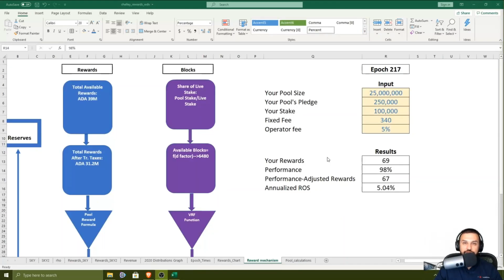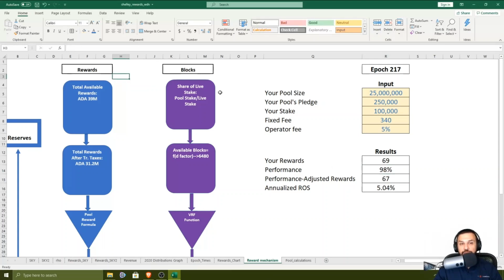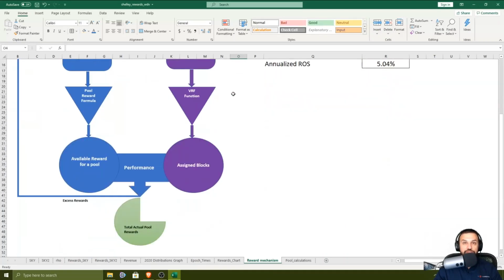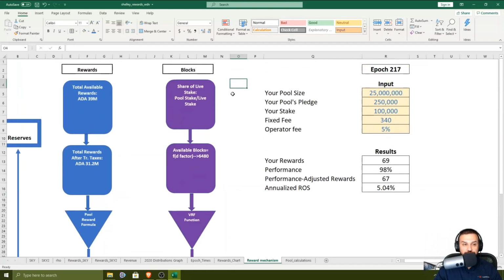Now that you know how the rewards are calculated on an aggregate level and how they are distributed on an aggregate level, let's take a look at how the rewards get to your account. So in Cardano, the rewards are calculated on a pool-by-pool basis, and rewards themselves are separate from the block production, which determines the performance of a pool.